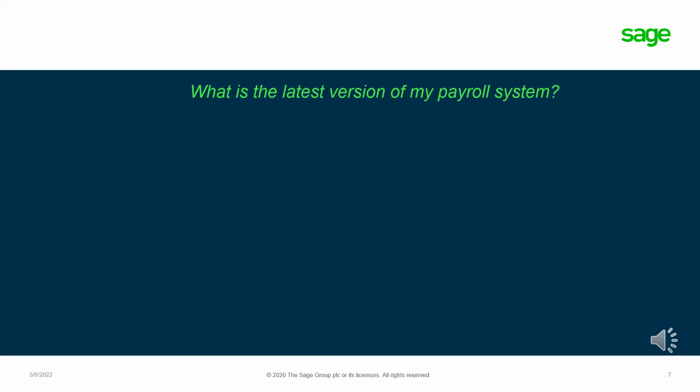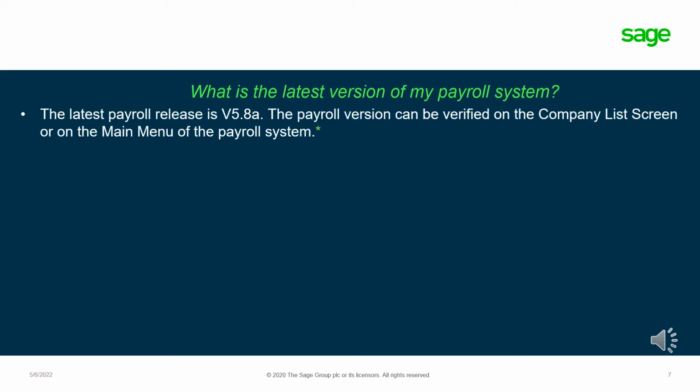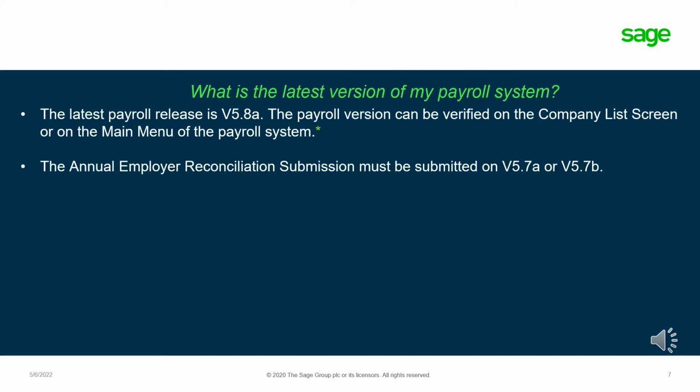What is the latest version of my payroll system? The latest payroll release is Release 5.8a. The payroll version can be verified on the company list screen or on the main menu of your payroll system. Release 5.8a should have been installed for the new tax year, which would have been March 2022. The annual Employer Reconciliation submission must be submitted on Release 5.7a or 5.7b.